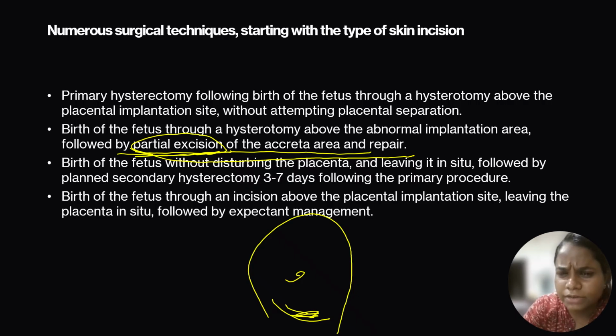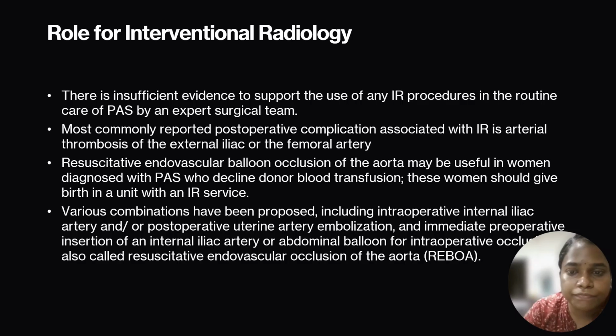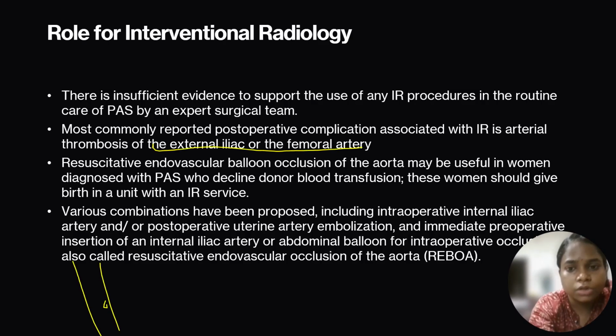I think this is known as interval management. Birth of the fetus through an incision above the placental implantation site, leaving the placenta in situ, followed by expectant management can also be done. Without hysterectomy, you can go for expectant management. Interventional radiology procedures have little evidence. Some say go for arterial procedures; postoperative complication of arterial thrombosis is reported in external iliac and femoral arteries. Endovascular balloon occlusion of the aorta can be used in PAS patients who decline donor blood transfusion, to decrease blood loss.